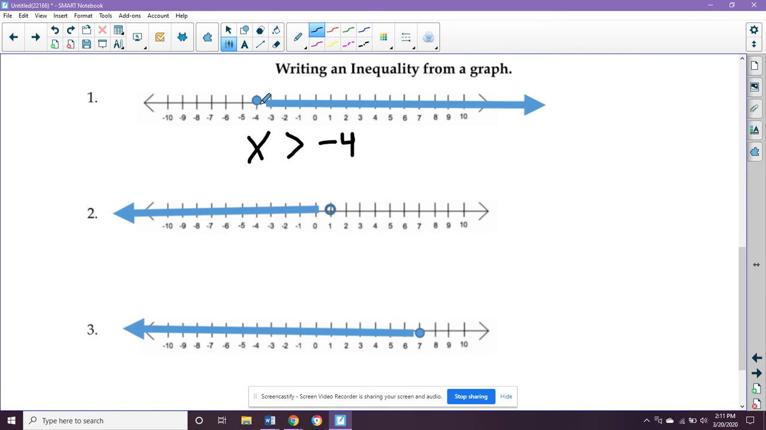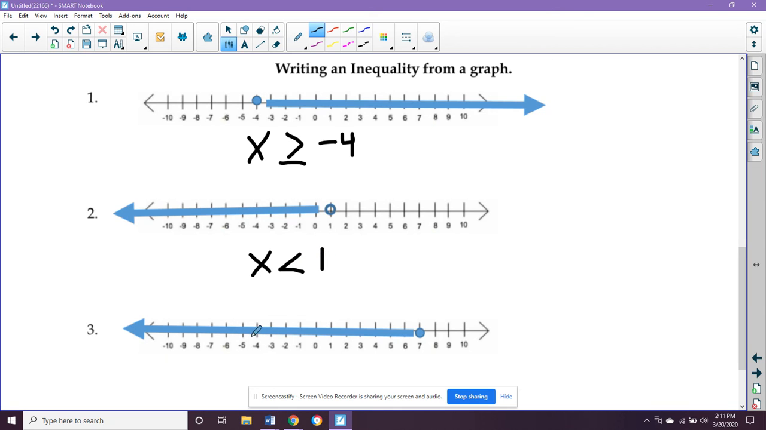Then we look at the point itself. It's colored in, so it's a closed statement, so it's an equal to. So X is greater than or equal to -4. Number 2, again, start off with the skeleton. So X and 1, then look at the point. Look at the line. It's pointing to the left. So then our arrow points to the left. It's open, so we do not have an equal to statement, so it's just a less than. So X is less than 1.